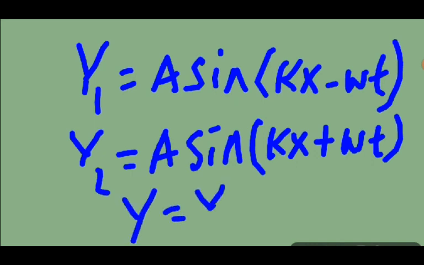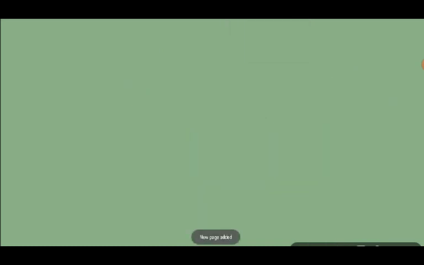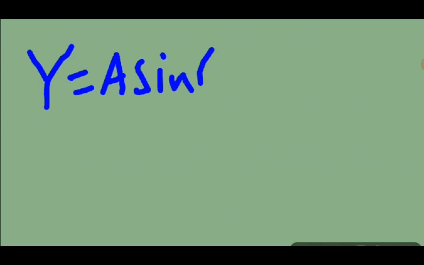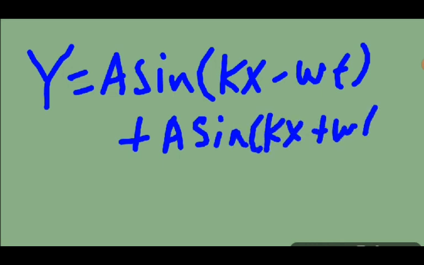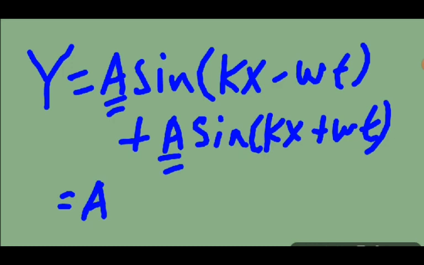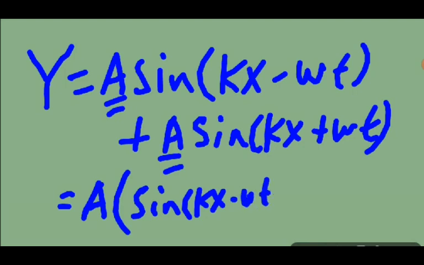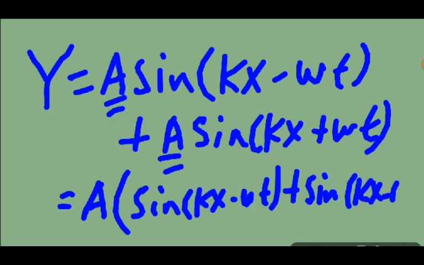Okay, now let's find y is equal to y1 plus y2. For y1 we have a sine kx minus omega t and plus a sine kx plus omega t. One is for y1, the other is for y2. Okay, so a is common, so it's possible to write it outside. Inside the brace we have sine kx minus omega t plus sine kx plus omega t.